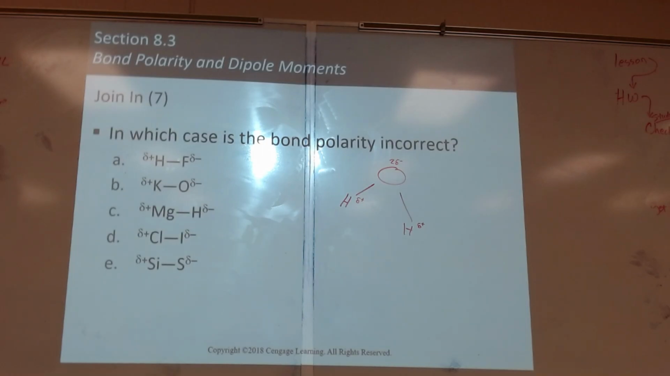Which one of these are correct and which one of these are wrong? Hydrogens are losing electrons. So whenever hydrogen loses an electron, the oxygen gains more charge, yeah.